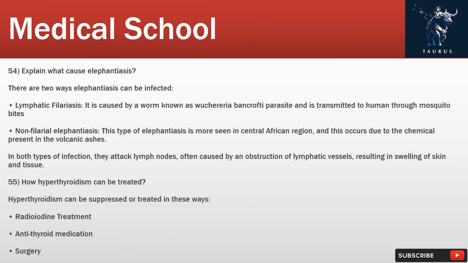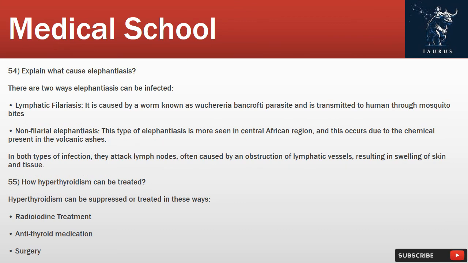54. Explain what causes elephantiasis. There are two ways elephantiasis can be acquired. Lymphatic filariasis: it is caused by a worm known as the Wuchereria bancrofti parasite and is transmitted to humans through mosquito bite. Non-filarial elephantiasis: this type of elephantiasis is more seen in the Central African region, and this occurs due to the chemicals present in volcanic ashes. In both types of infection, they attack lymph nodes, often caused by an obstruction of lymphatic vessels resulting in swelling of skin and tissue.